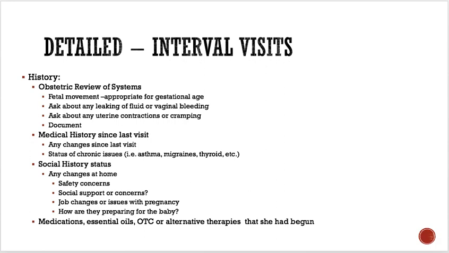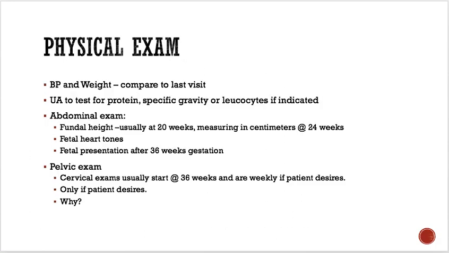So for our physical exam in these return OB visits, again, we're doing that blood pressure and weight, and we're comparing that to their last visit. Monitoring that weight gain to make sure that they're not gaining too little or too much, and having conversations around that, hopefully not having to do too much of that. Again, only a UA if indicated. We're looking at proteins, specific gravity for dehydration, leukocytes if indicated for potentially UTI.